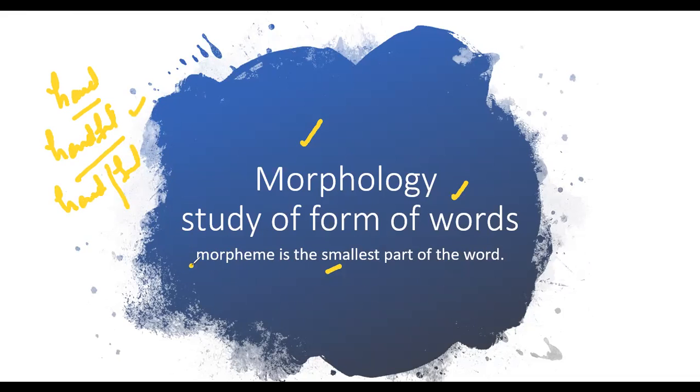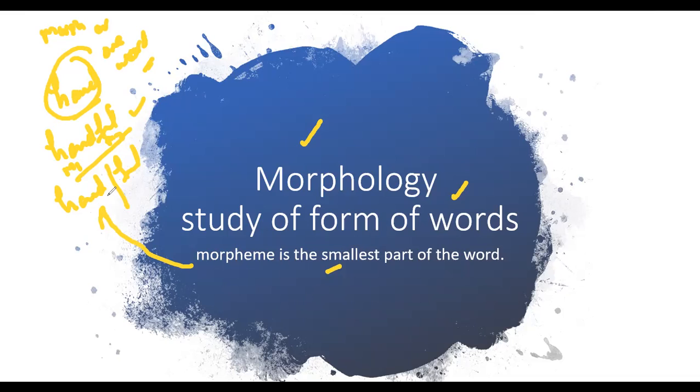Now, morphemes are the smallest part of the word. This also means that because we cannot divide hand further, it's not divisible further, right? This can be considered one morph, or one word, because this is the smallest unit. Whereas in the word handful, we've got two morphs, hand and full. So we have one morph here, another morph here.